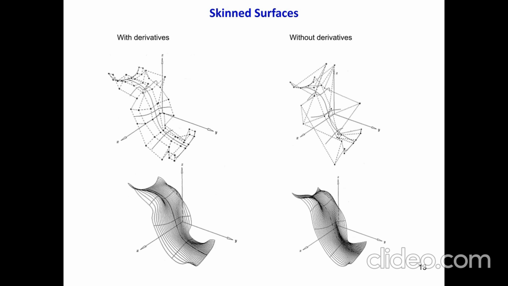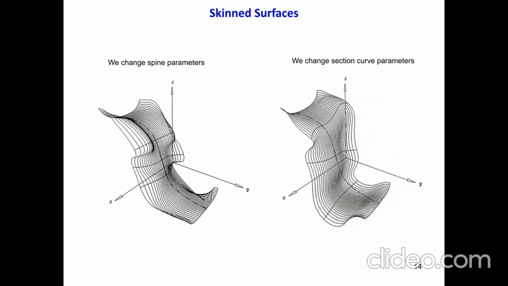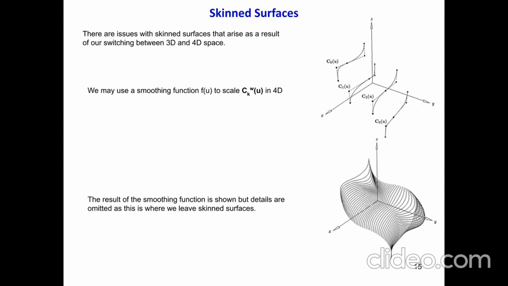We could change our spine parameters. This picture demonstrates how the distance that our section curves are being spaced out changes things. Right here on the left, the distance is less. So there are issues with skin surfaces that can result in this switching back between 3 dimensions and 4 dimensions, and what kind of curves we are using to construct these surfaces.